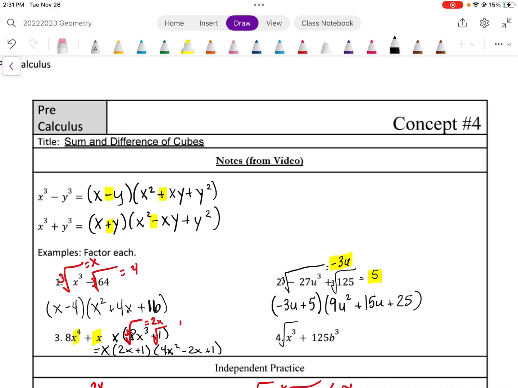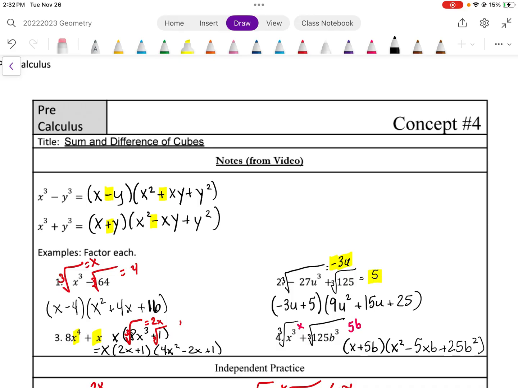And last one, again, take the cube root. This one we have 2 variables, which is fine. Take the cube root. So I'm getting x for this one and 5b for this one. So that's my x and my y. So I'm using the sum formula now. So I'd have x plus 5b times x squared minus xy, so this is where I multiply them together. So I'm going to put 5xb plus y squared. 5b squared should be 25b squared.